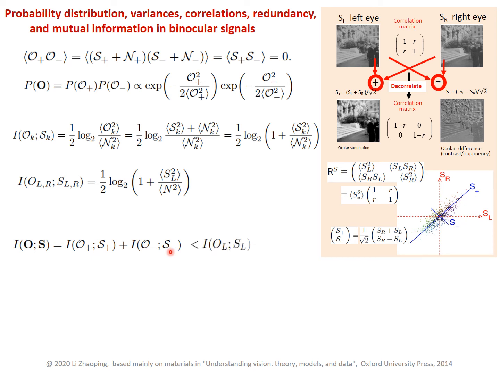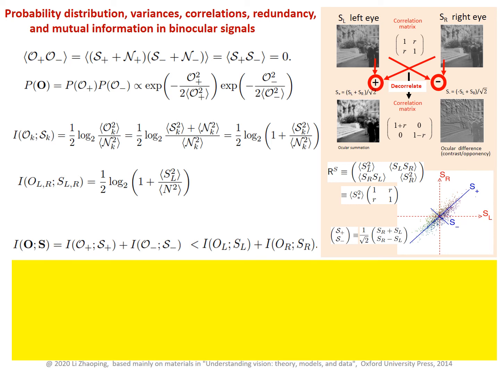However, because SL and SR, left and right eye input, are correlated, and so are OL and OR, there is redundancy between this mutual information and that mutual information, and so therefore added together they should be more than the total mutual information due to the information redundancy.